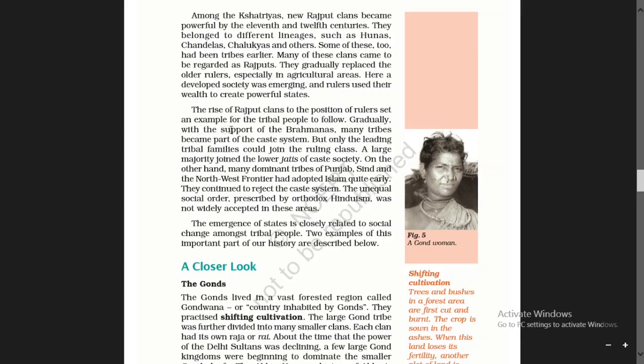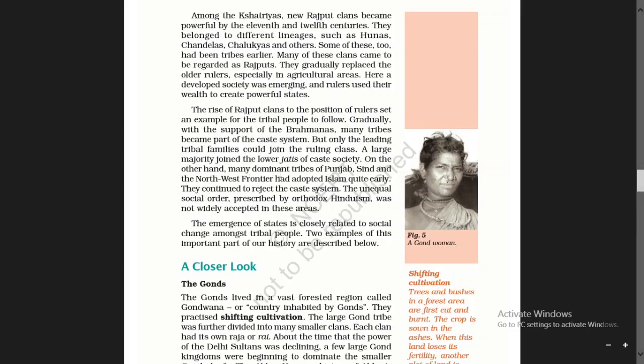Gradually, with the support of the Brahmanas, many tribes became part of the caste system. But here, boys, only the leading tribal families could join the ruling class. A large majority joined the lower jatis of caste society.